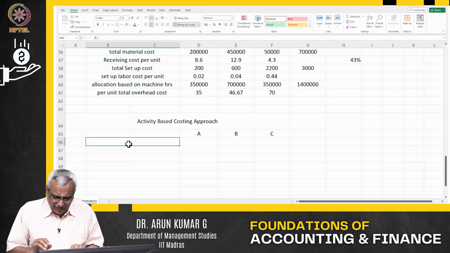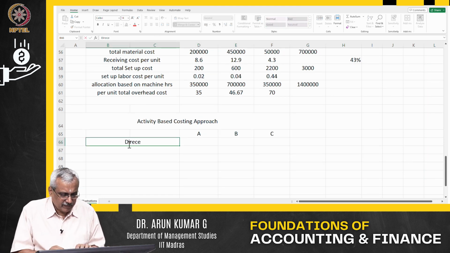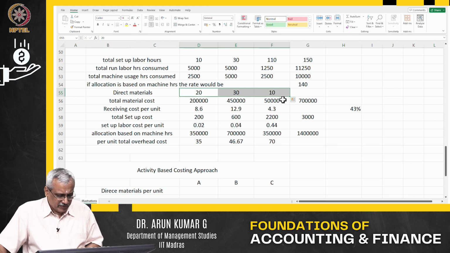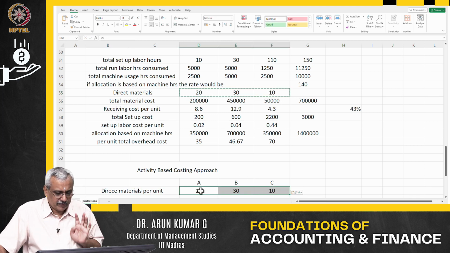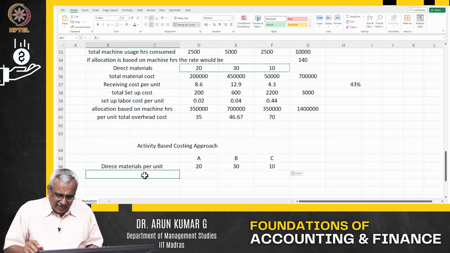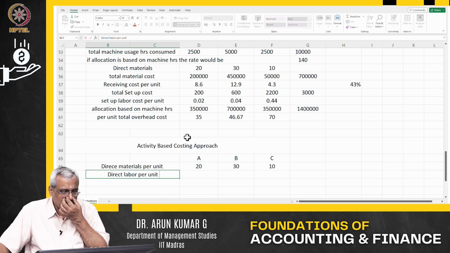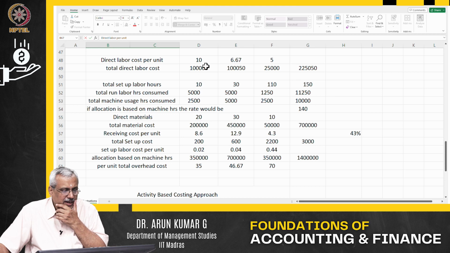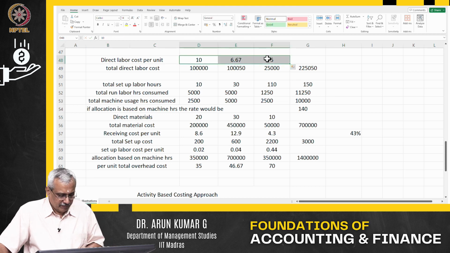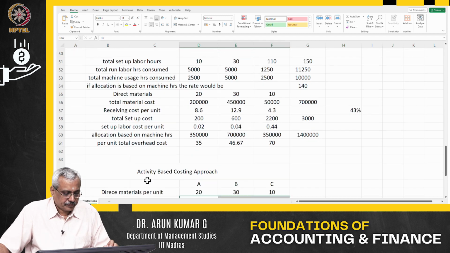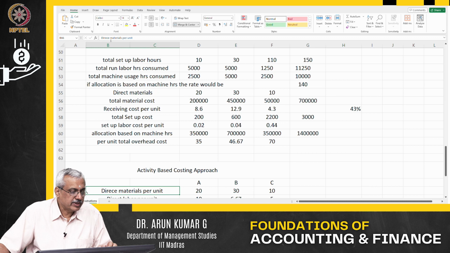Now let us simply start with direct material per unit. We had already written this direct material per unit. I am just going to copy it from there and paste it here. We will say direct labor. We already have the direct labor also written somewhere, and I am just going to copy that and then paste it here.